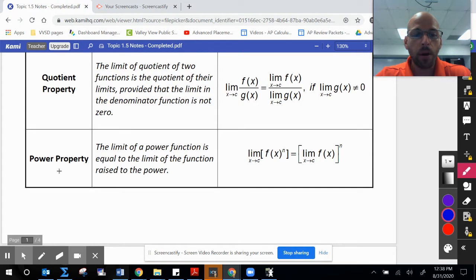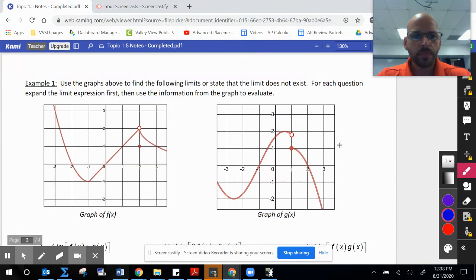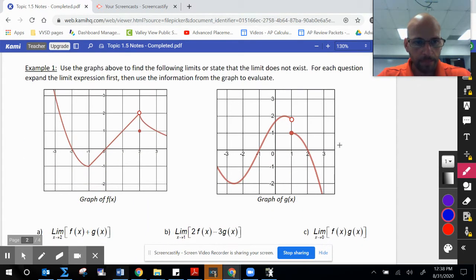Last but not least, power property. If you have a function raised to an exponent, that exponent can then come outside the limit, and we can just raise the output of the limit to that same power. We'll get the same answer. Okay, so let's take a look.